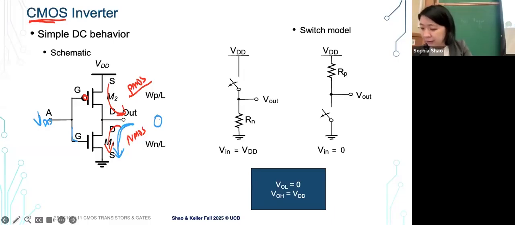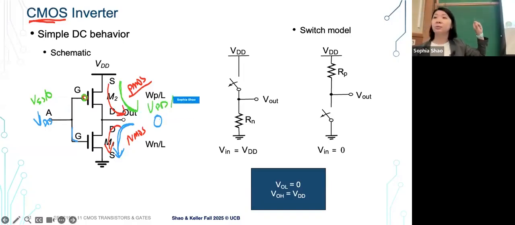And let's say if my input is ground, or if my input is 0, which transistor is on? PMOS is on, right? Because PMOS is on when the gate voltage is low. And so the output is connected to VDD. So we get a 1 here.